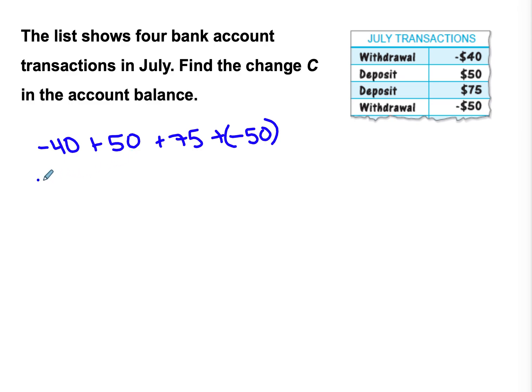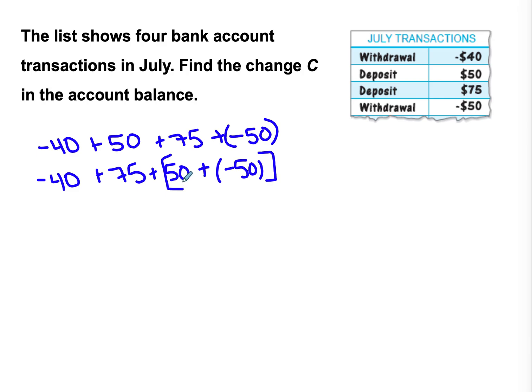I'm going to use the commutative property here that lets me change the order of an addition problem, and it doesn't change the value. So I'm going to rewrite it here so that my 50 and my negative 50 are next to each other. That's a commutative property. And then I'd like to add those first. So I'm actually going to put some brackets around them. That's the associative property that lets me group within addition without changing the answer.